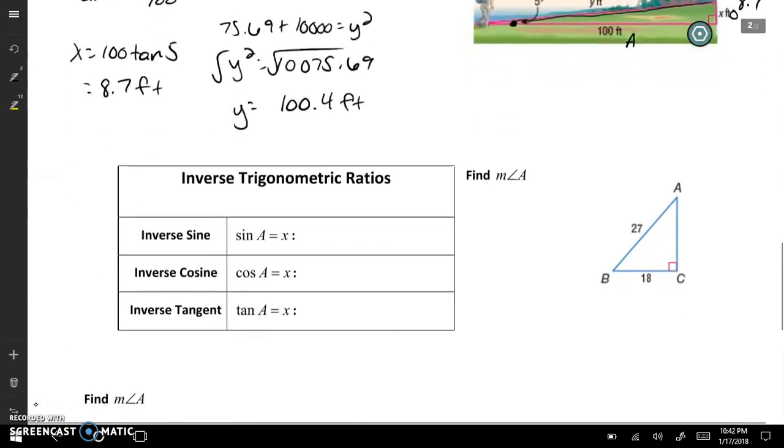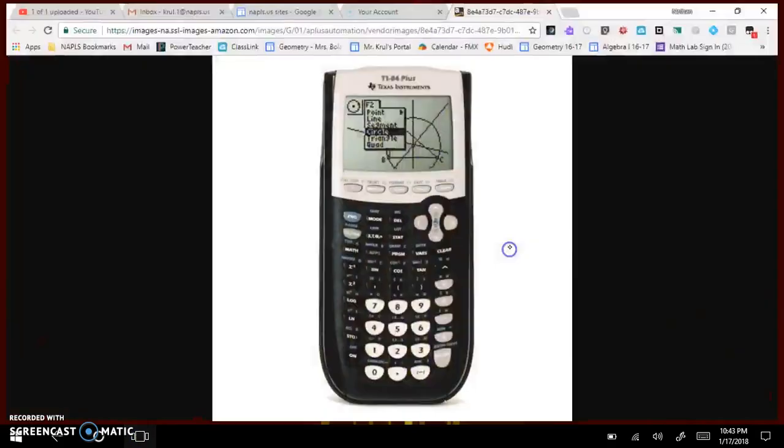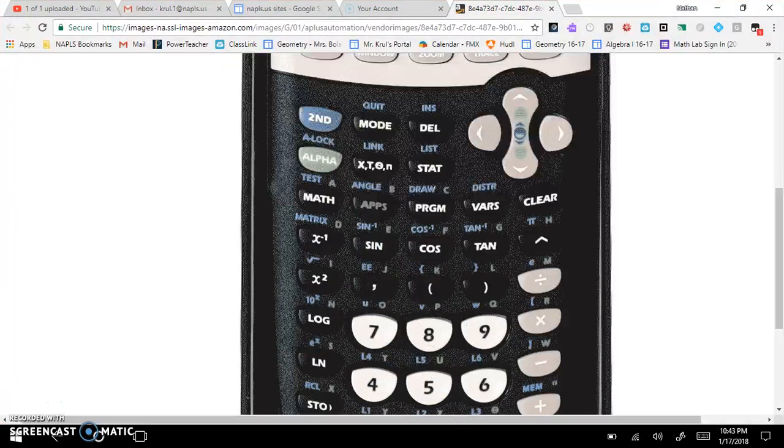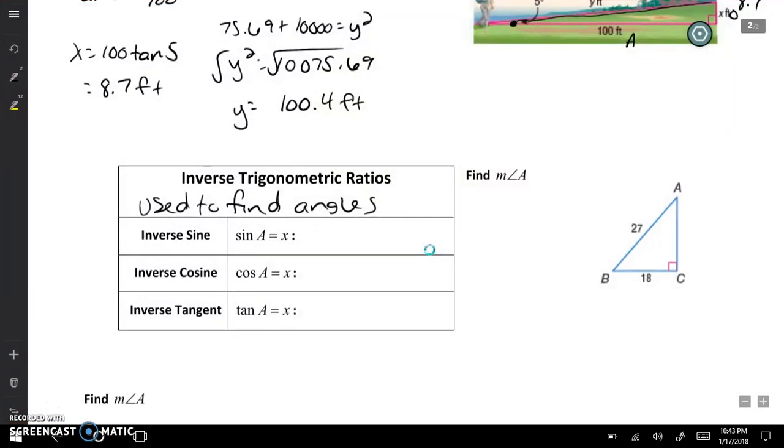You can also use trig to find the angles and use the inverse trig ratios. So used to find angles. Okay, the inverse trig is this stuff right here. It's second sine, second cosine, second tangent. Okay, it looks like sine -1.